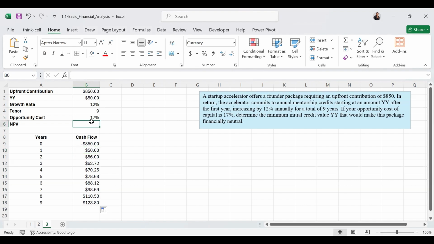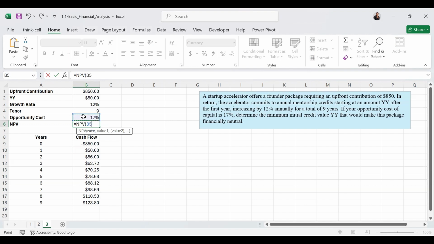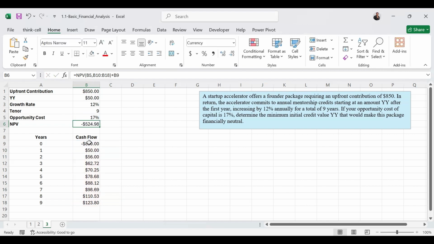Now let's get our NPV. To get our NPV, you use the function NPV. The rate that we are using is this opportunity cost. Then the values that we are using will be from year 1 to year 9. Then we close it and we add this year 0, that's our initial contribution, and enter. So it gives us this negative value, negative $524, which is not a good investment.